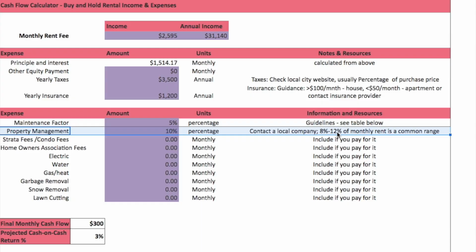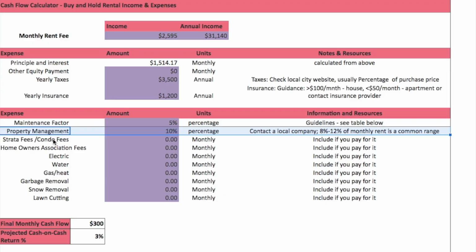So right now, if you're looking at a property manager, they typically run from 8 to 10%, or 8 to 12%, depending on the type of property. So you could contact a local company to get a more accurate property manager rate. But typically I just plop in 10%, which is a standard rate that a lot of property managers charge.